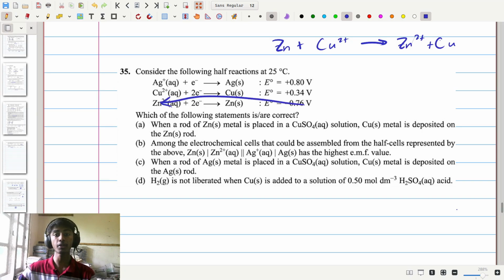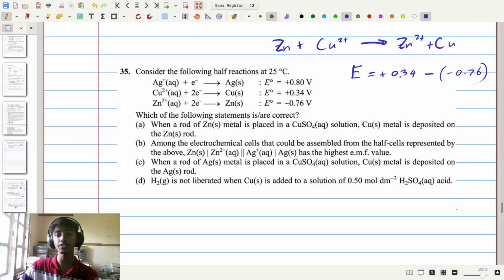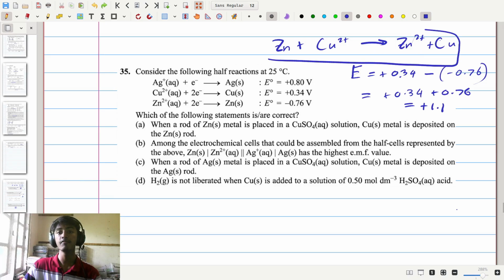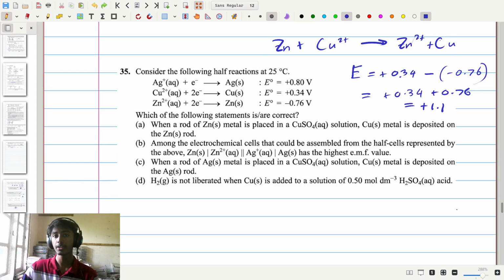Now if we consider the potential change there, we need the positive value of this reaction, which is going to be plus 0.34, and we need the minus value of this reaction, which is minus negative 0.76. Adding them together, we get plus 0.34 plus 0.76, which is equal to plus 1.1 volts. And since the potential of this reaction is positive, we can say this reaction will be spontaneous. So therefore, the zinc rod turning Cu2+ into copper and depositing it on the rod will be a spontaneous reaction and therefore will happen. So statement A is correct.